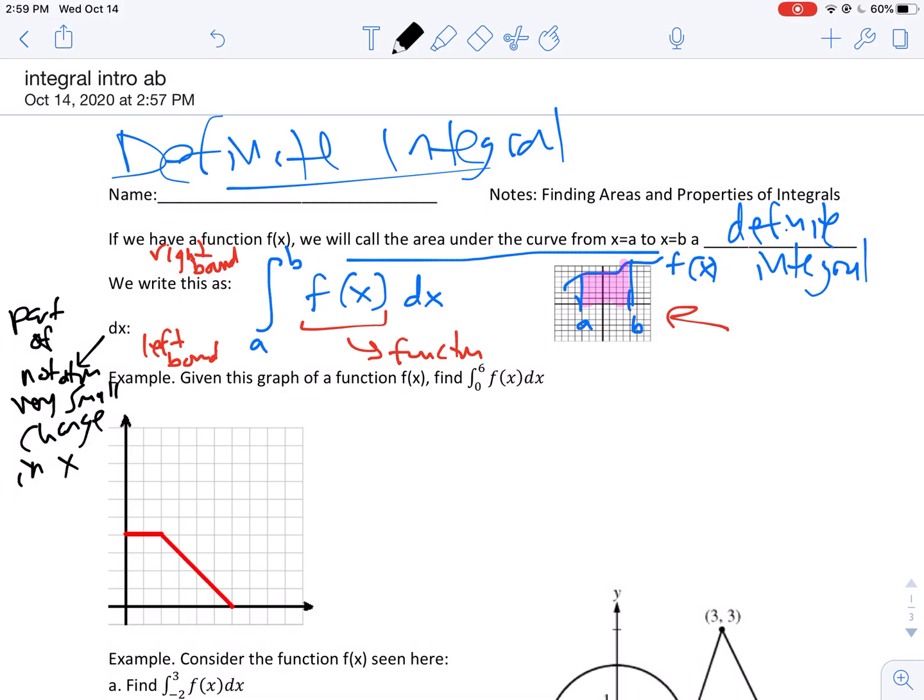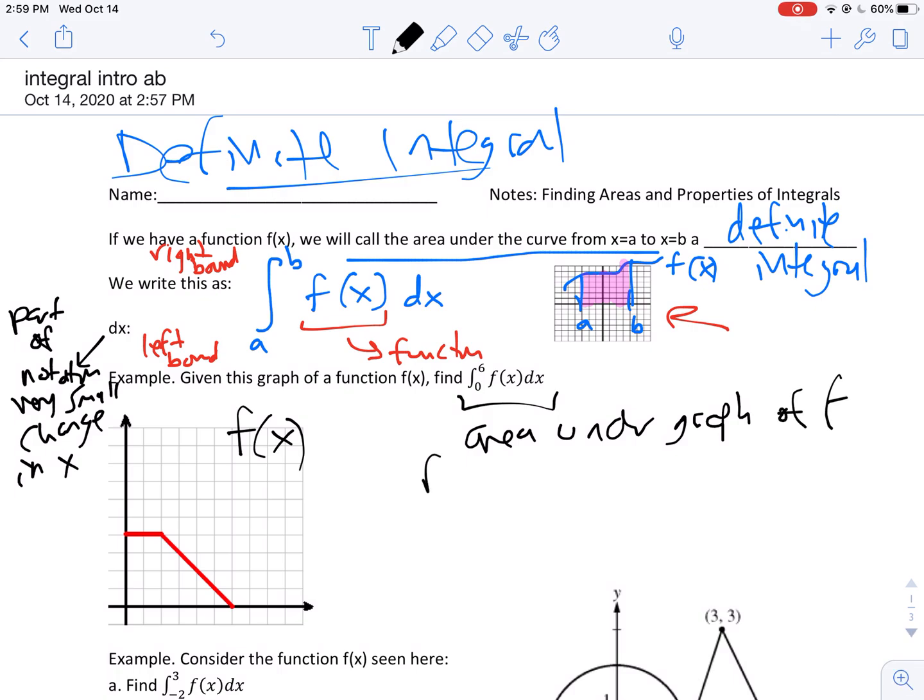Okay, so here's a graph of a function, here's f of x, and in this example I asked you to find the integral 0 to 6 of f of x. So that just means the area under the graph of f from x equals 0 to x equals 6. That's what they're asking you to find.